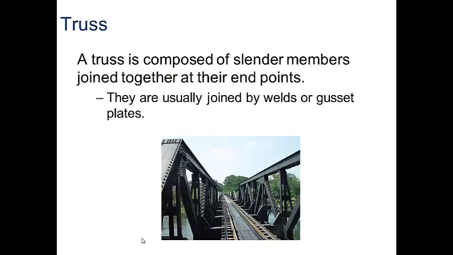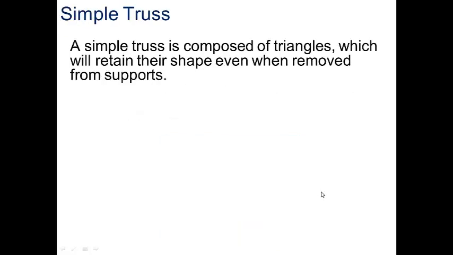A truss is simply defined as slender members joined together at their endpoints. They're usually joined by welds or gusset plates. If you look at this diagram, right there would be what's called a gusset plate. A simple truss is composed of triangles, which will retain their shape even when they're removed from their supports.